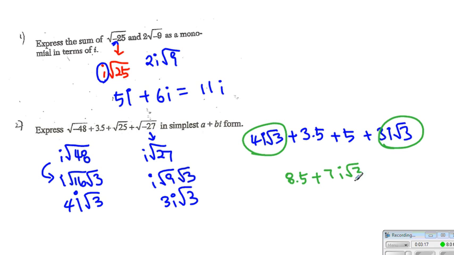Now, this is a correct answer, but in some cases, since the question is written in a plus bi format, where i is all the way at the end, we can also write this one as 8.5 plus 7 radical 3, and then having the i all the way at the end. Alright, that was number 2. Let's move on.